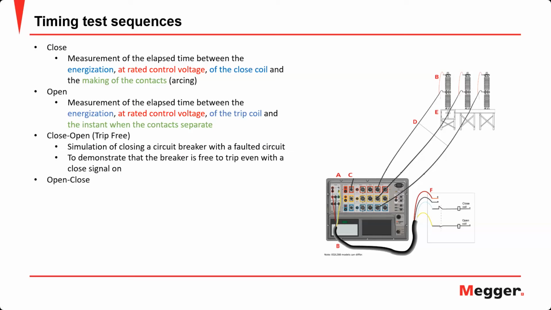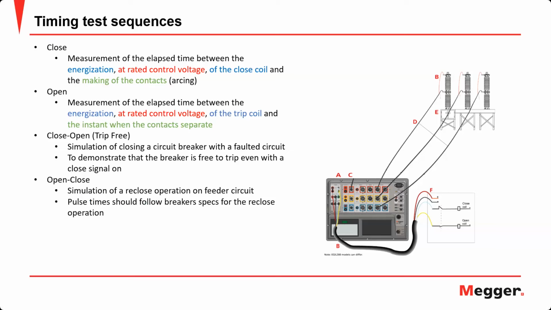Next, we have the open-close sequence, which is used to simulate a recloser operation of a circuit breaker. The pulse timing for this sequence should be according to the specs of the specific breaker or specific manufacturer. The final sequence is the open-close-open sequence, and it's used to simulate a recloser operation where the fault is still there, so unsuccessful auto reclosing, let's say.